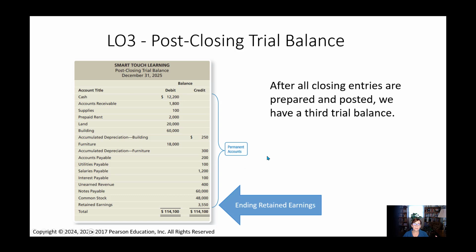All of our revenues, expenses, and dividends are gone, right? You don't see them there. Where are they? They're in our ending retained earnings. So the 3550, remember, is our ending retained earnings. Very important. And that's what makes this balance, because we took all our revenues and expenses and dumped them right there into our retained earnings.